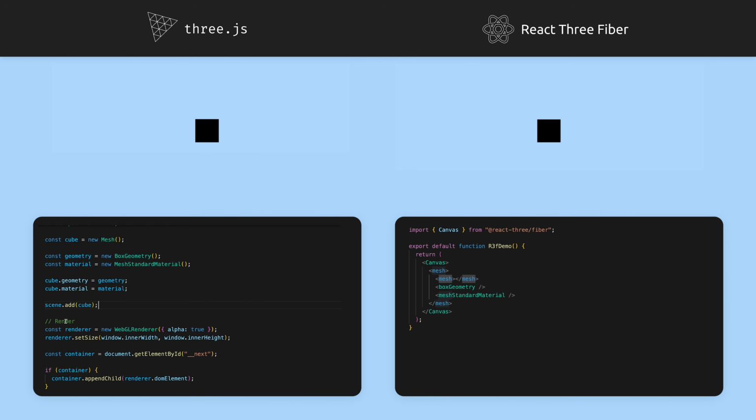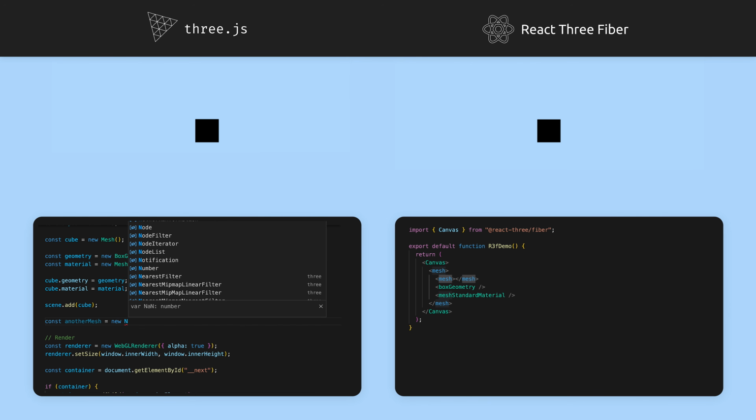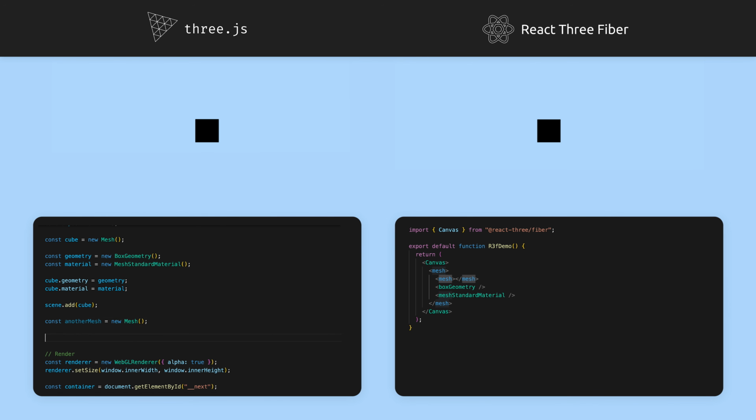So in this case, say I had a cube and then I had another mesh equals new mesh. Then I could say cube.add another mesh, and that would actually add another mesh as a child to cube. And you can see that's equivalent of what's happening on the React 3 Fiber side. Now, in general, you're not going to be nesting mesh elements. You certainly can if you want to.